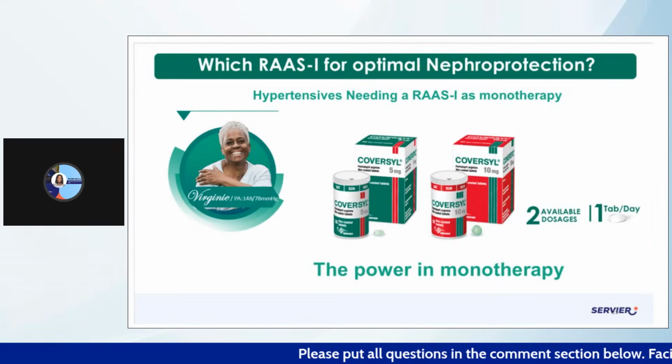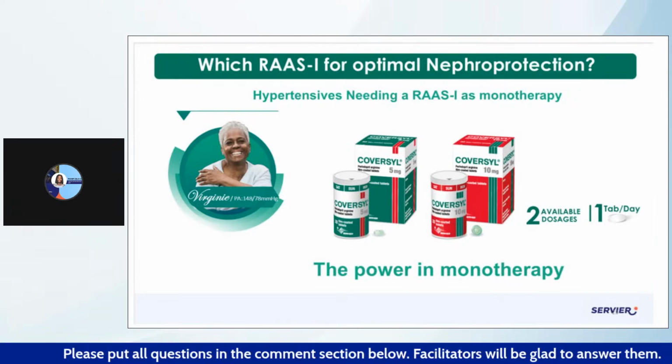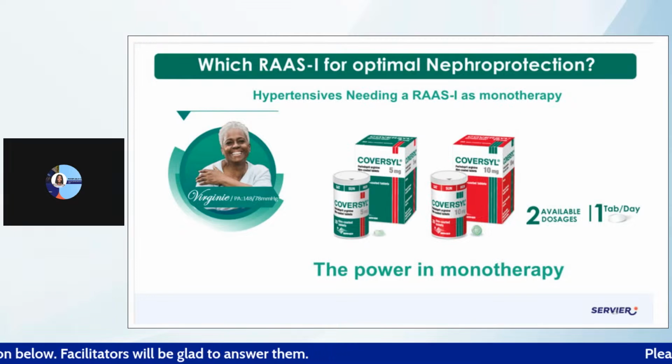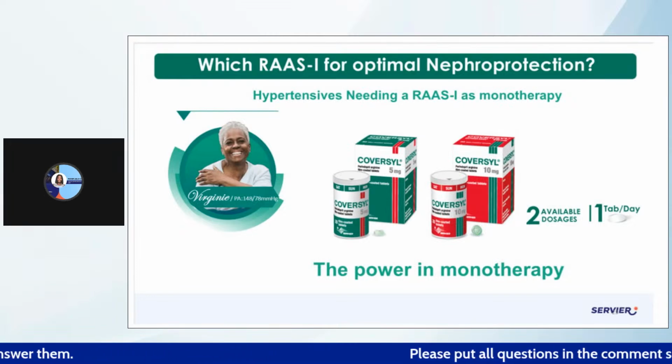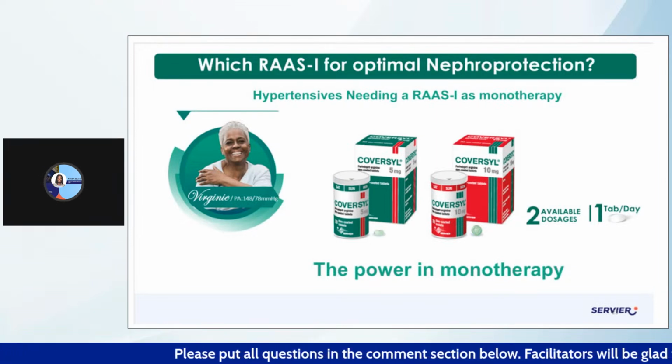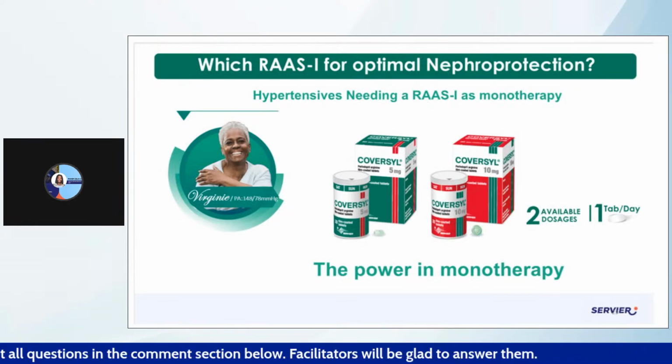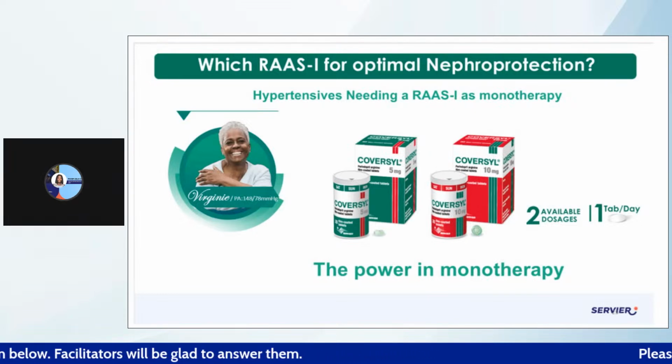Coversyl comes in 2 available dosages. So we have the 5 milligram and the 10 milligram, and it's taken 1 tab per day before meals. For your hypertensives poorly controlled on amlodipine only, or those you would want to initiate a single pill combination on, which we've spoken at length about, we have Coveram. So Coveram is our reference dual therapy to speed up with power.